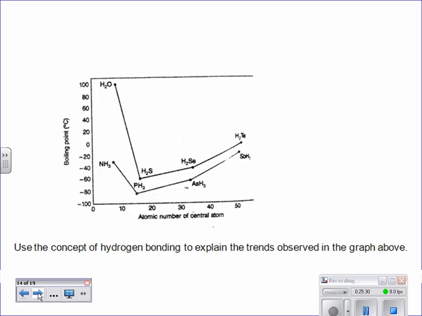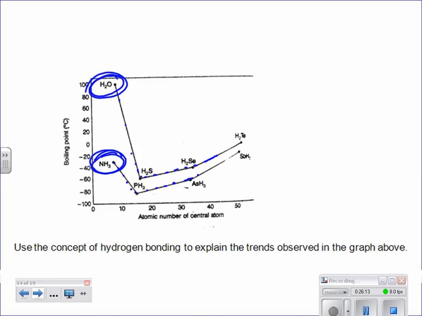Okay, so now we can look at a graph like this that relates boiling point to atomic number. But really what we can see from something like this is here I've got hydrogen bonded with oxygen. Here I've got hydrogen bonded with nitrogen. Notice that all of these are in the same group or family. But because this is hydrogen bonded with an extremely electronegative element, these boiling points are going to be much higher than the other ones in the same family.